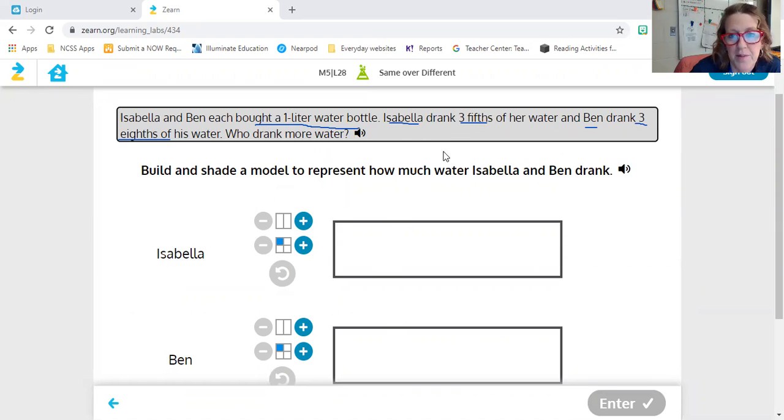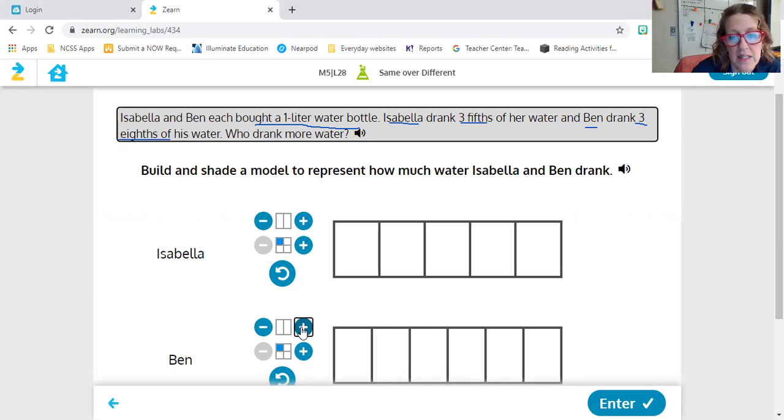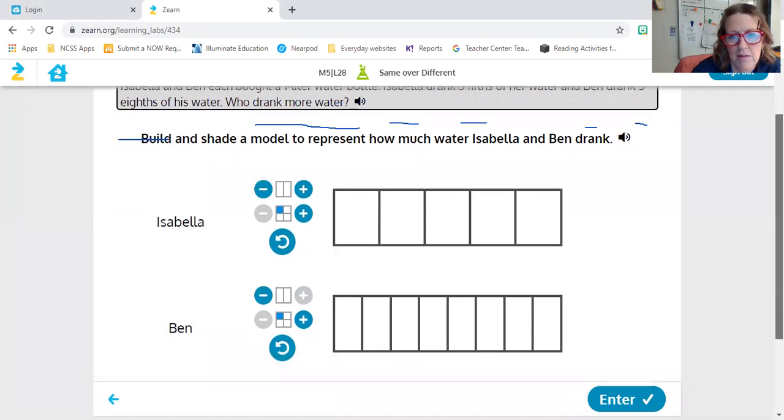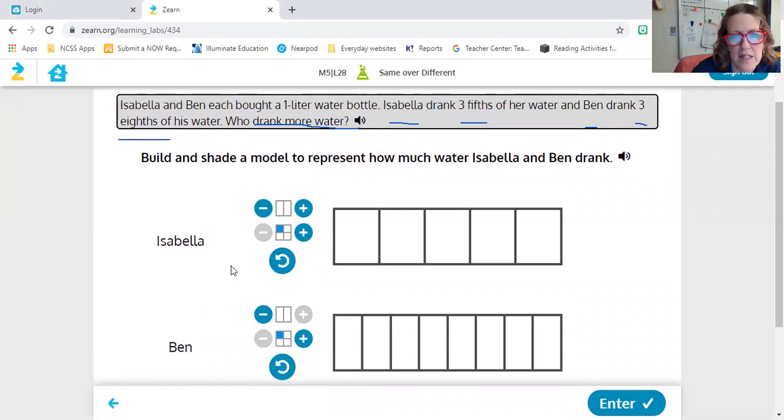Right, we're going to divide it into fifths because remember the denominator tells me what the piece is divided into. 1, 2, 3, 4, and 5. And then Ben is being divided into, right here it tells us 8ths. 1, 2, 3, 4, 5, 6, 7, and 8. Let's check. 1, 2, 3, 4, 5, 6, 7, 8. That is correct.